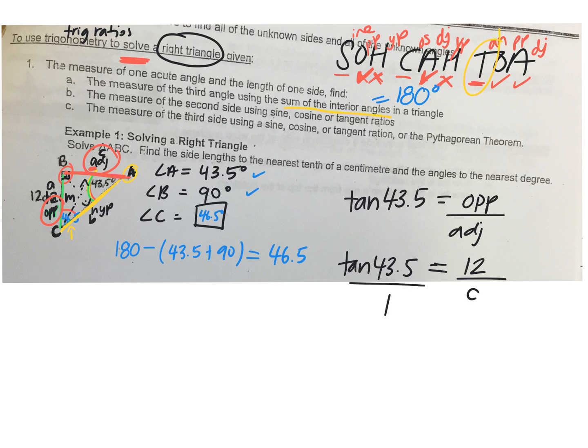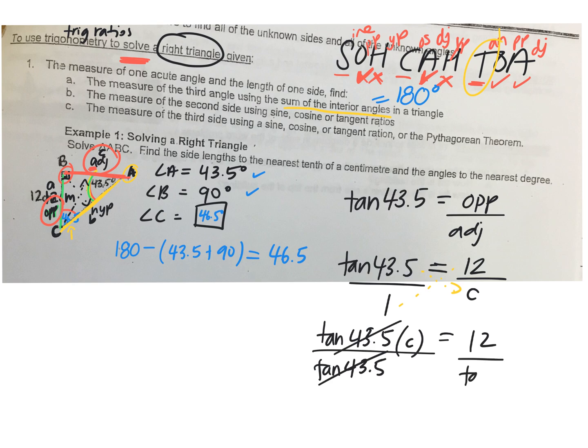Okay, so now how do we solve for C? Cross multiply. So tan 43.5 multiplied by C is equal to 1 times 12. And then we can divide this by tan 43.5, right? We're trying to isolate C, which means I have to divide the right side by tan 43.5.